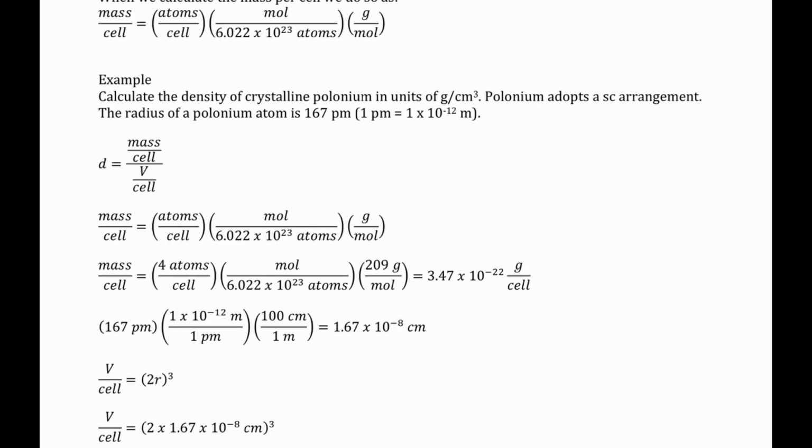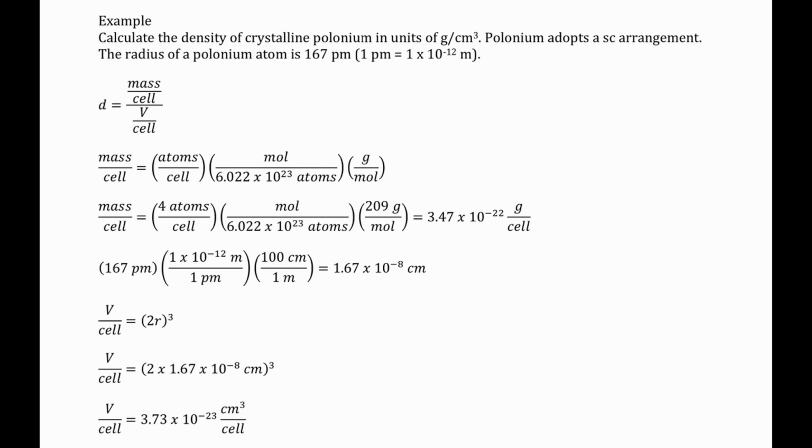Okay, so here's an example. Calculate the density of crystalline polonium in units of grams per cubic centimeter, because that's what we get from experiment. Polonium adopts a simple cubic arrangement. The radius of a polonium atom is 167 picometers, where we see the conversion. All right, so density is mass per cell over volume per cell. So first we will calculate the mass per cell. As we talked about above, it's the atoms per cell divided by Avogadro's number multiplied by the molar mass.